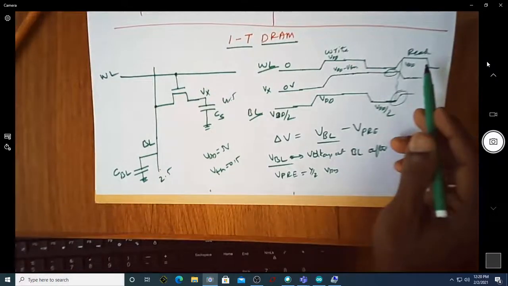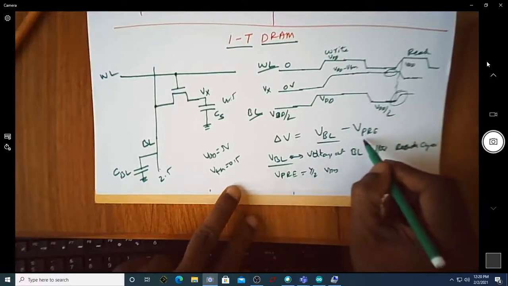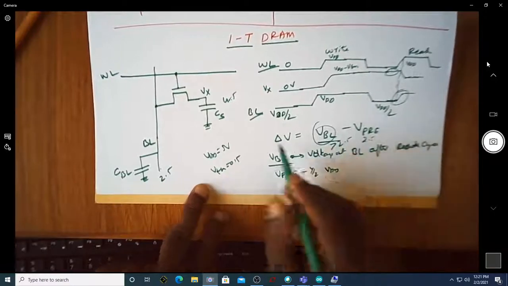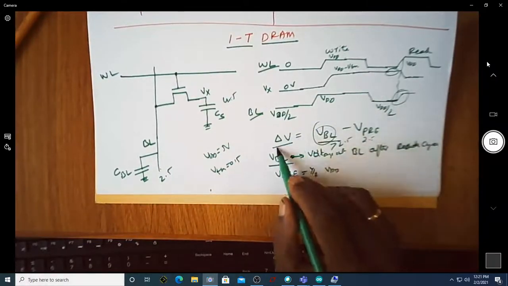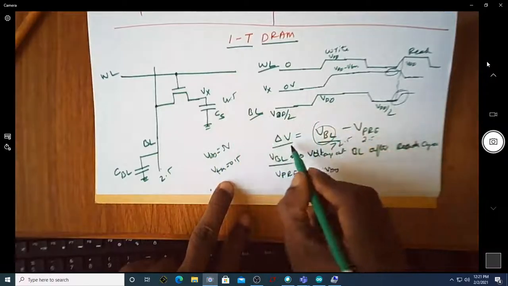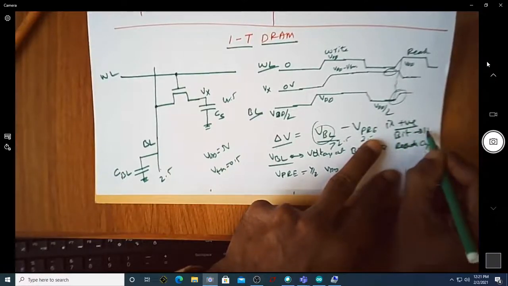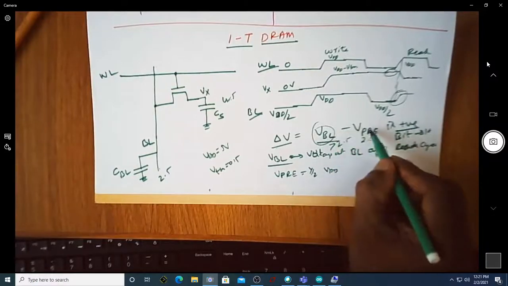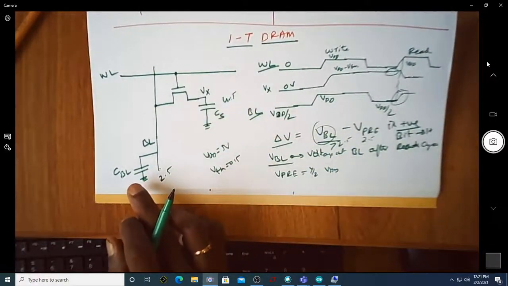So we know that if the stored value is high, the bit line will certainly be higher compared to the precharge voltage. Since the precharge voltage is 2.5, the bit line will settle down at a voltage certainly greater than 2.5, because it has to settle between 2.5 and 4.5. The change in the voltage is positive. If the change in the voltage is positive, then we say that the value stored is logic 1. That is, if delta V is positive, then the bit stored is high. So when do we have this positive delta V? It means when the voltage at the bit line is greater than the voltage at the precharge. This will happen if the voltage stored in CS is more compared to the precharge voltage.